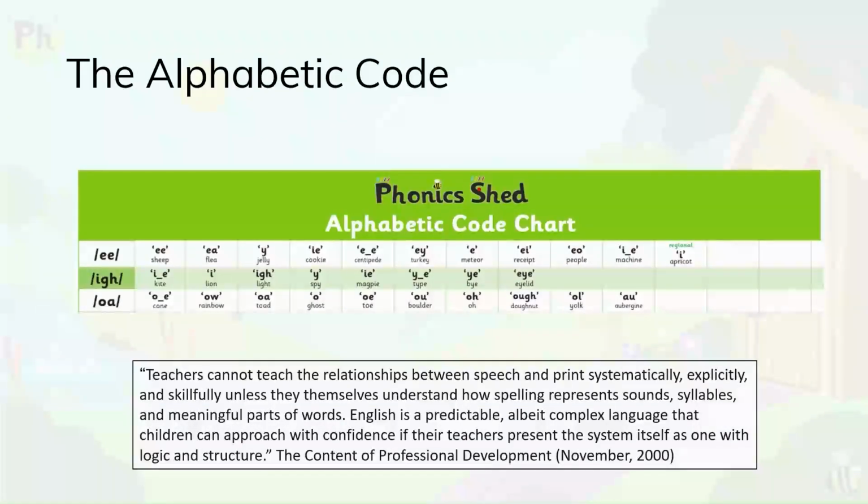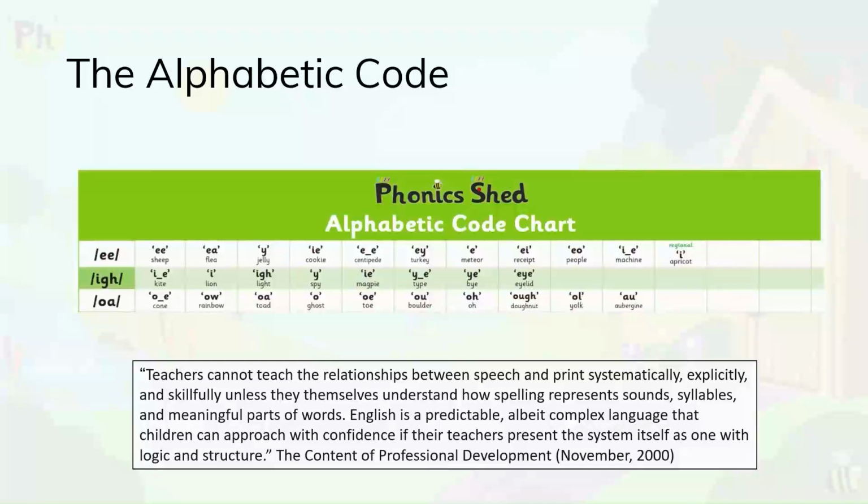The alphabetic code is how all of our letters match up to all of our sounds in language. This is a section of our Phonics Shed alphabetic code chart that is available for teachers. Down the left-hand side, you have the sounds or the phonemes. They're always shown in slashes. On the right-hand side, with the white background, we have the graphemes or the letters for writing the sound. These are shown in single inverted commas.